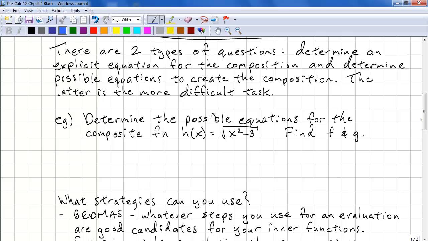As I said before, there are two types of questions. We can determine an explicit equation for a composition, or we can determine the possible equations to create the compositions. This is working in reverse, and this task is more difficult than determining an explicit equation. Let's look at a simple example. Determine the possible equations for the composite function h of x equals the square root of x squared minus 3. We need to find f and g.